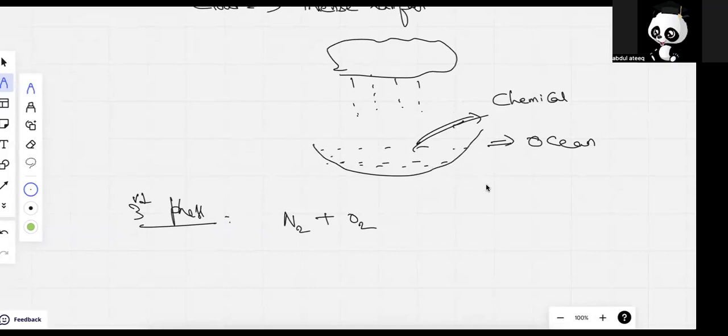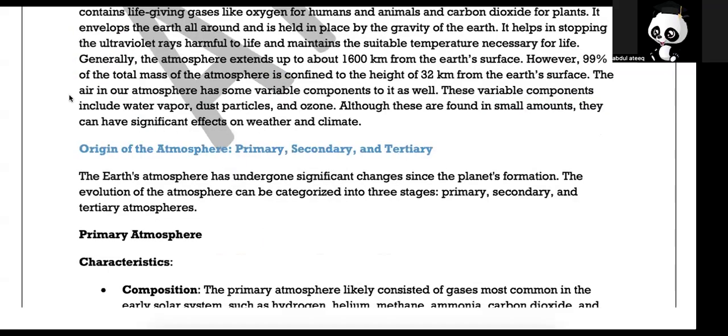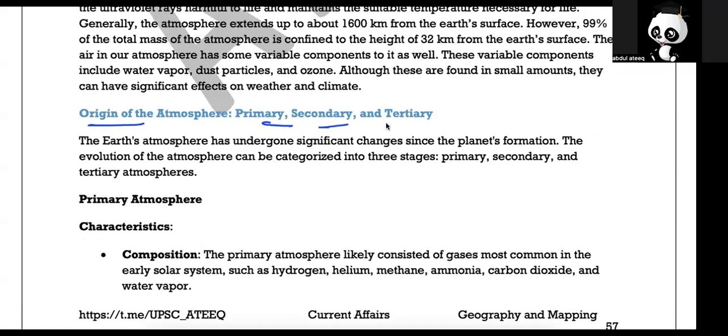Eventually, primitive forms of plants were formed. What do these plants do? They inhale carbon dioxide and they exhale oxygen. So as a result, because of the evolution of the plants and other living organisms, the oxygen composition in the atmosphere has increased, and we have arrived at the current form of the atmosphere. Okay, so this is the origin of the atmosphere: primary, secondary, and tertiary.